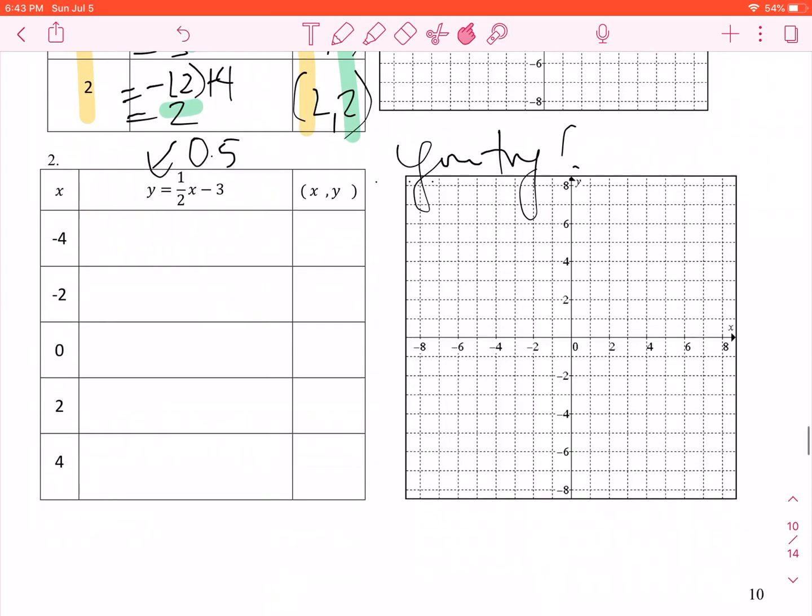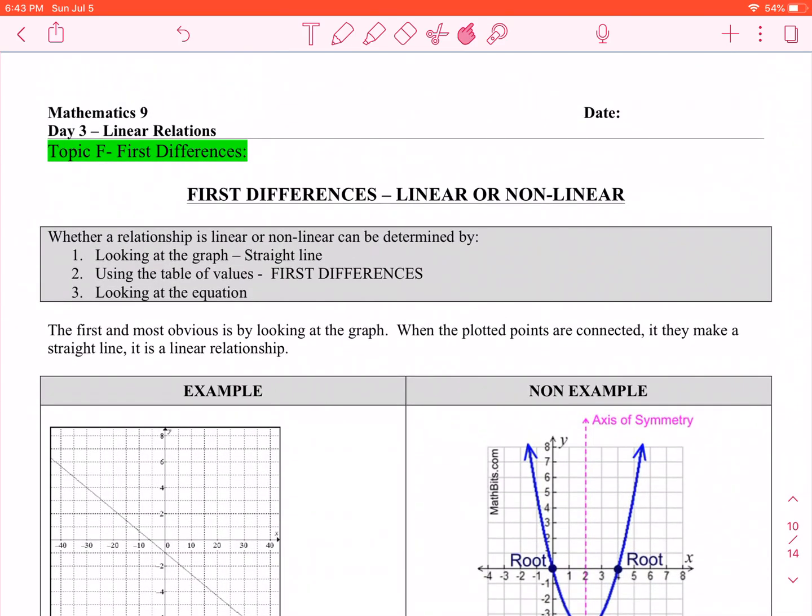Okay, first differences. So we'll talk a bit about first differences and what's represented in first differences. They're actually one of the key components in identifying if there is a linear relationship, of course in a table of values type of question. There are 3 ways in total to determine if we know it's a line. The first is looking at the graph. If it looks like a straight line, it's going to be linear. Looking at the table of values, so looking at the first differences, which is what we're going to talk about right now, and then looking at the equation.